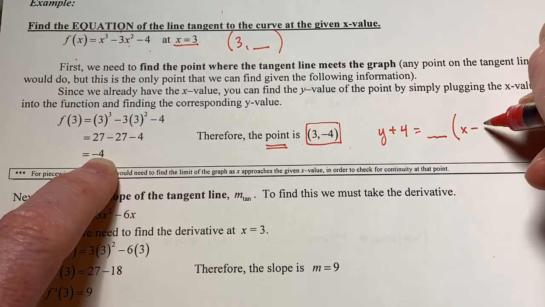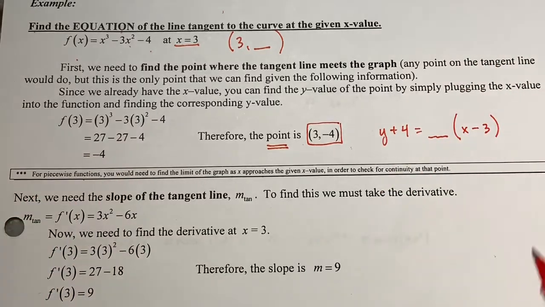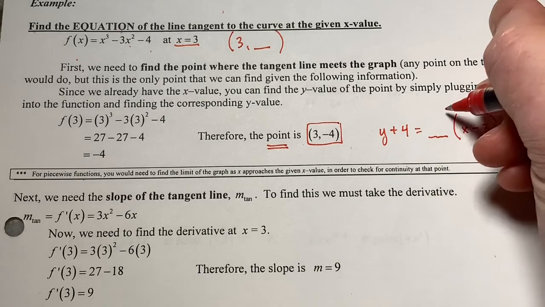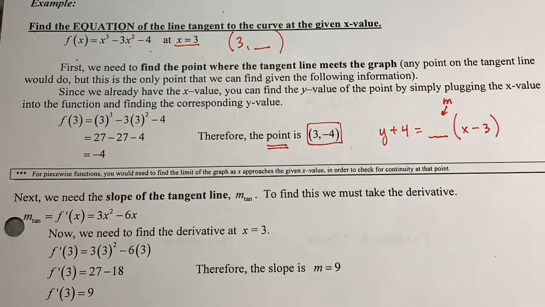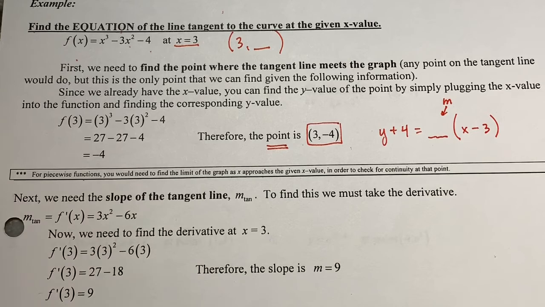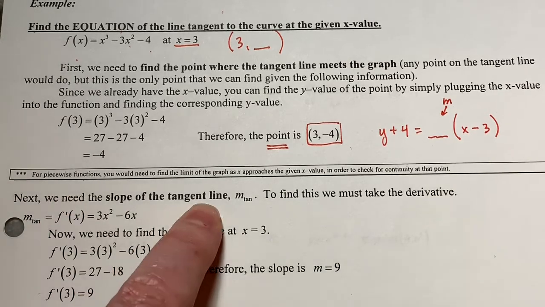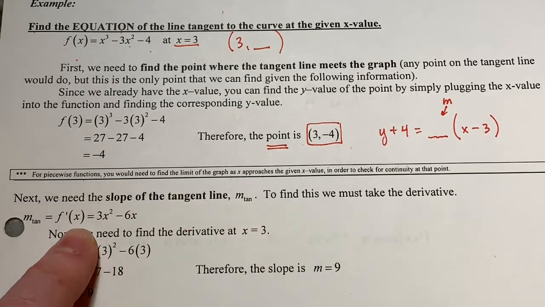And then I could say x minus 3. So I'm halfway there right now. Now the next thing I need to know is the slope. Now again, guys, the slope is the derivative. So the slope of this tangent line is the derivative. Well, let's take the derivative of it.